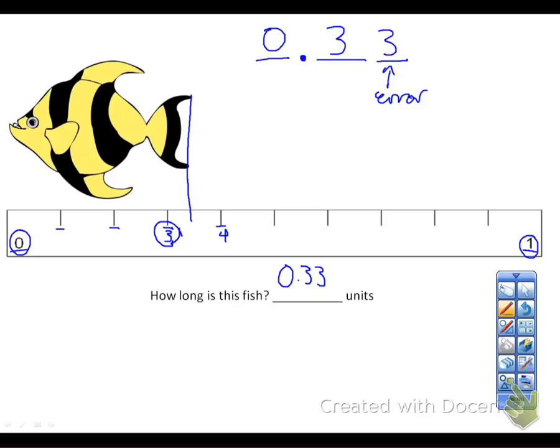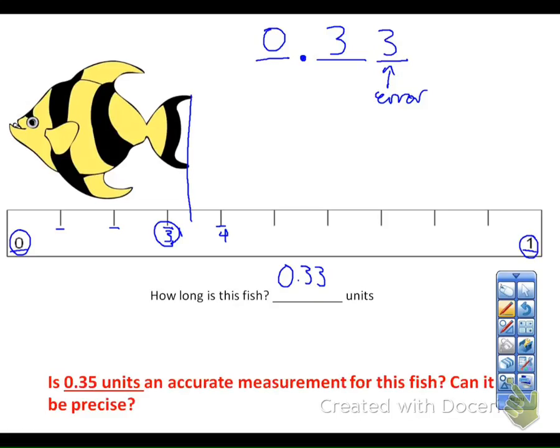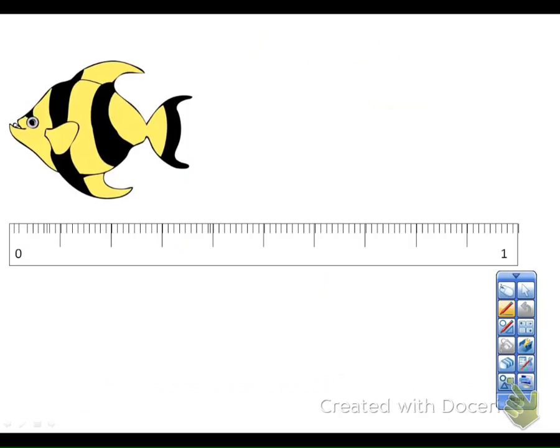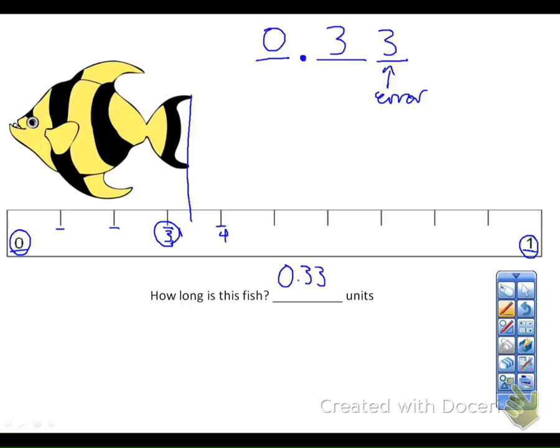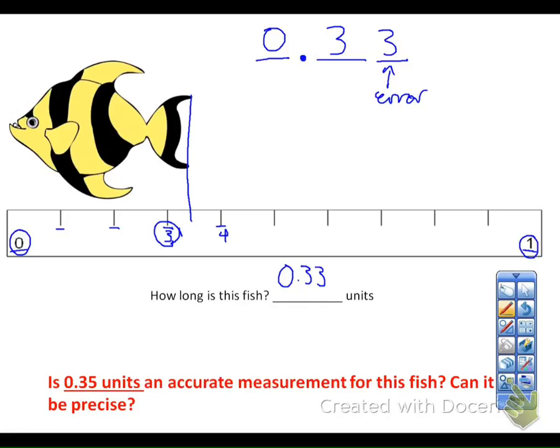Remember the last ruler, my guess was 0.4. Now this one is 0.33. Which one do you have more faith in? Was my 0.4 from the previous slide wrong? Is it too wrong? Or is this one here too wrong? Okay. So just in your opinion, is 0.35 units an accurate measurement for this fish?